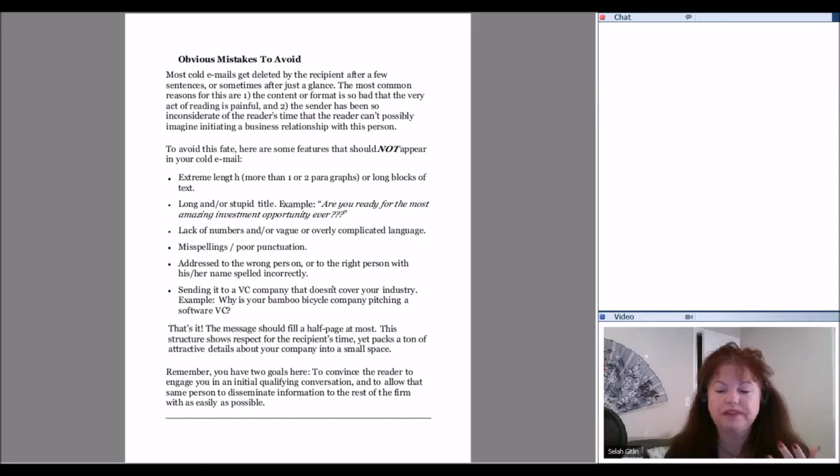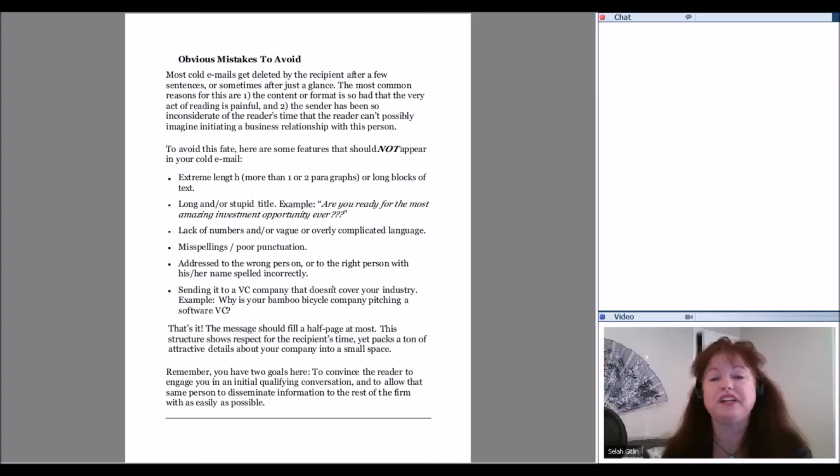So really, that's it. The message should fill half a page at most. All right, and this structure really shows respect for your recipient's time, but it also, and very important, packs a ton of very attractive details about your company into a very small space. Now remember, the purpose of this email is not to get them to send you a check for $20 million. That's not the purpose. What you want to do is convince the reader to talk to you.